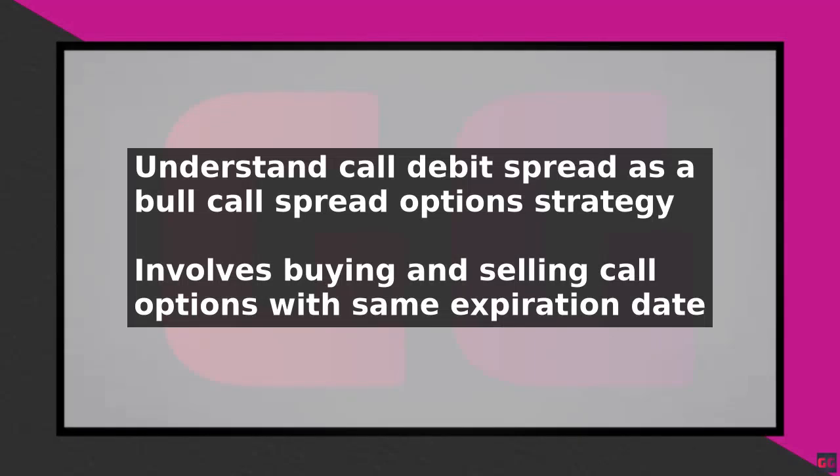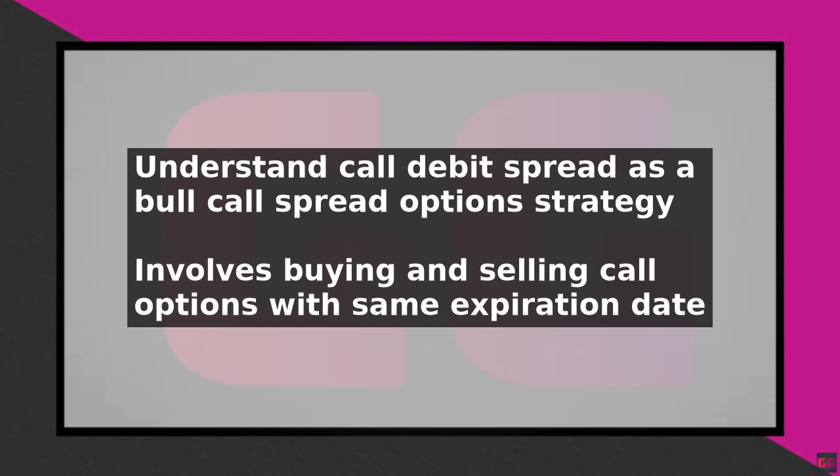To buy a call-debit spread on Robinhood, start by understanding what a call-debit spread is. A call-debit spread, also known as a bull call spread, is an options trading strategy that involves buying a call option with a lower strike price and selling a call option with a higher strike price. Both options have the same expiration date and underlying asset.